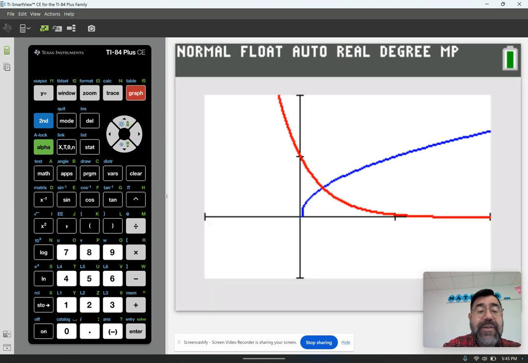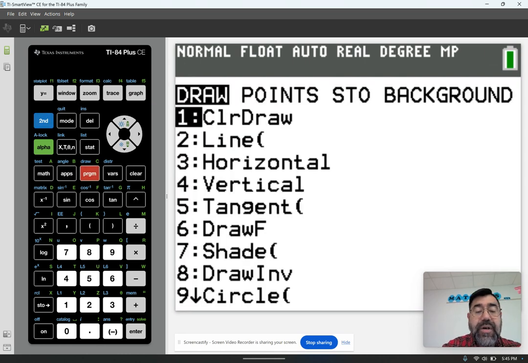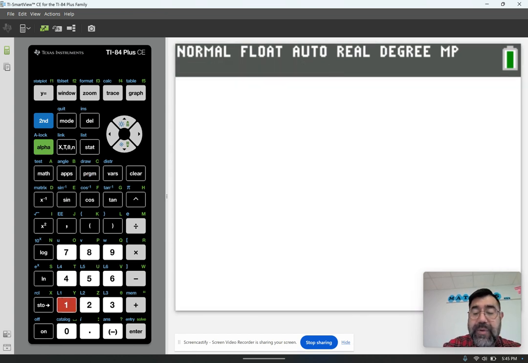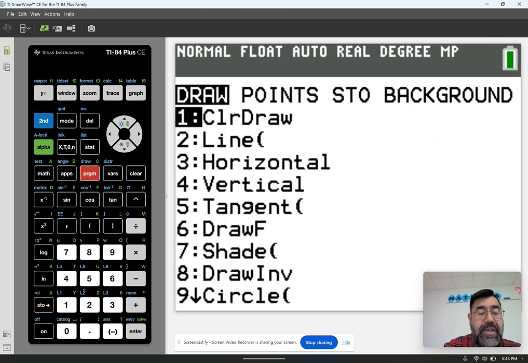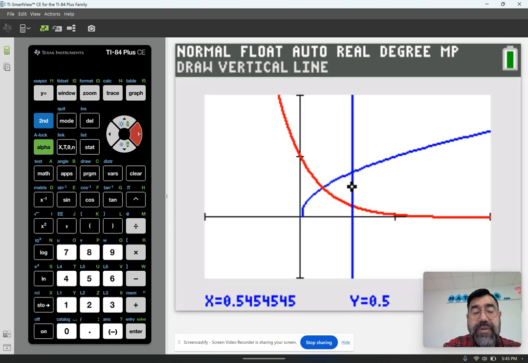However, if I go back to the graph, I could go to the draw menu. You don't have to do this. I'm doing this so that we can visualize it. And I can draw a vertical line, option number 4. And I think if I just type in 1, nope, I actually have to move it. Second draw vertical, and let's move it towards 1.